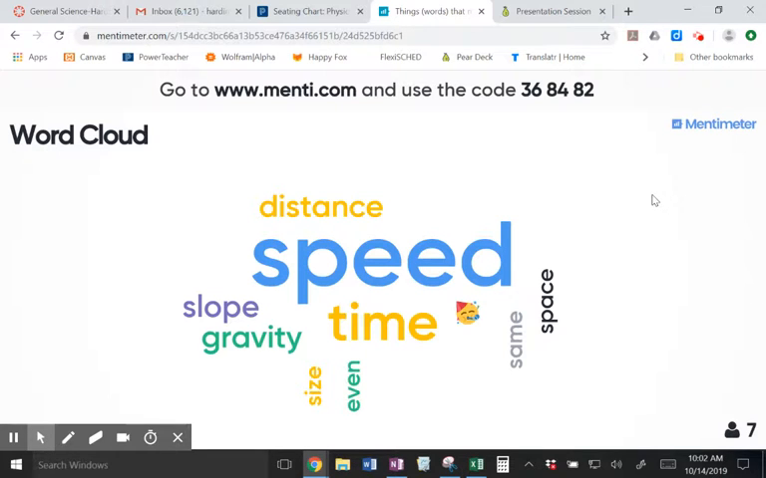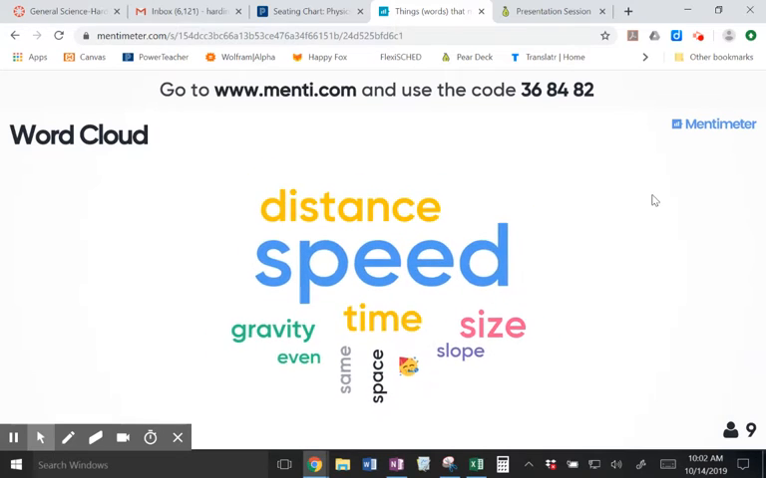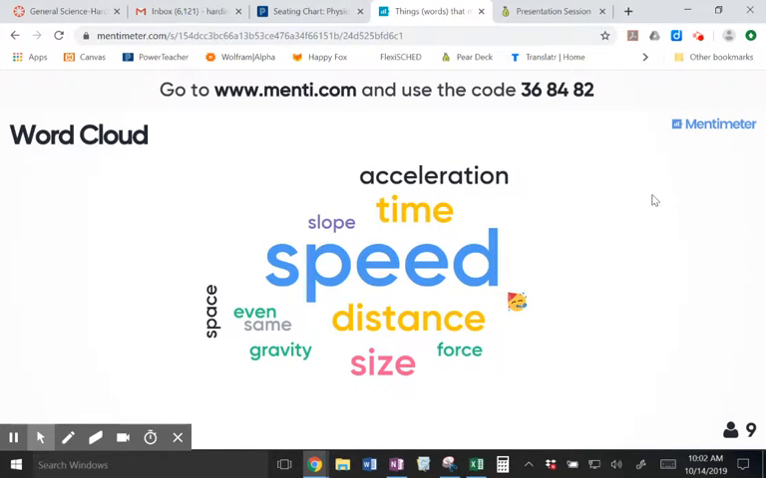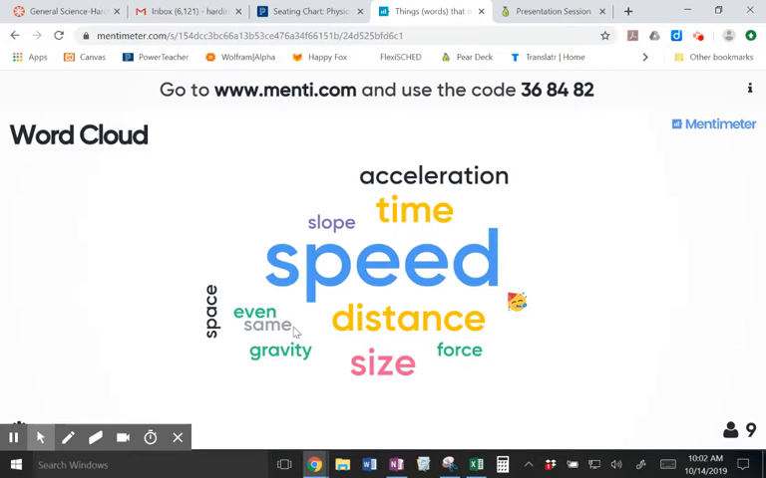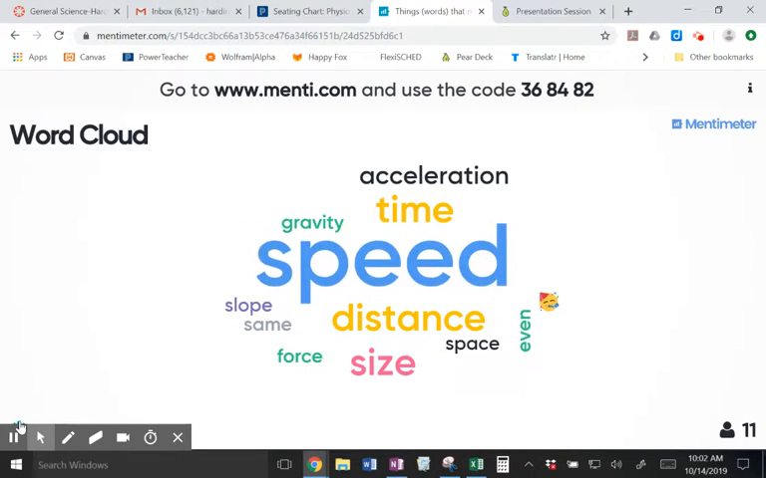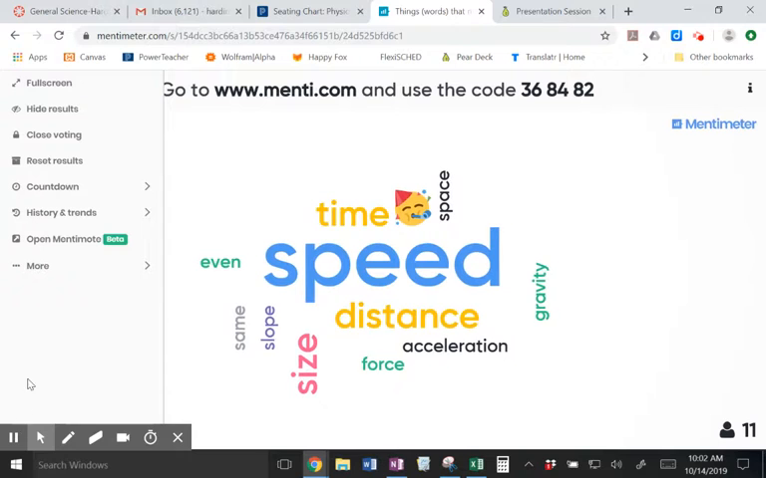All right, I got 7 people in. I'd love to hear from more. There's like 30 people in the room, y'all. Throw some words in here. Fast. Speed. Velocity.